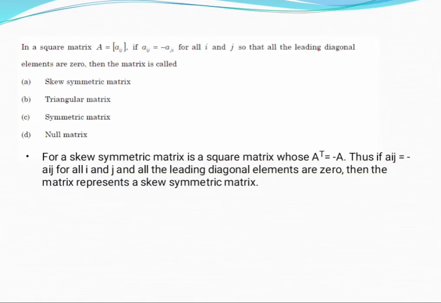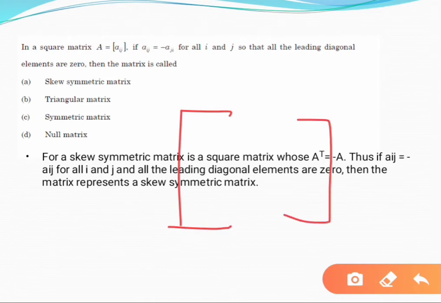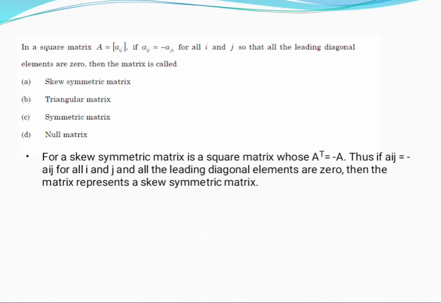This question says that in a square matrix A equals Aij, if Aij is equal to minus Aji for all i and j, so that all the leading diagonal elements are 0. Diagonal elements mean the diagonal elements of the matrix will be 0. Then the matrix is called... Here the correct answer for this question is skew symmetric matrix, that is, option A will be right.